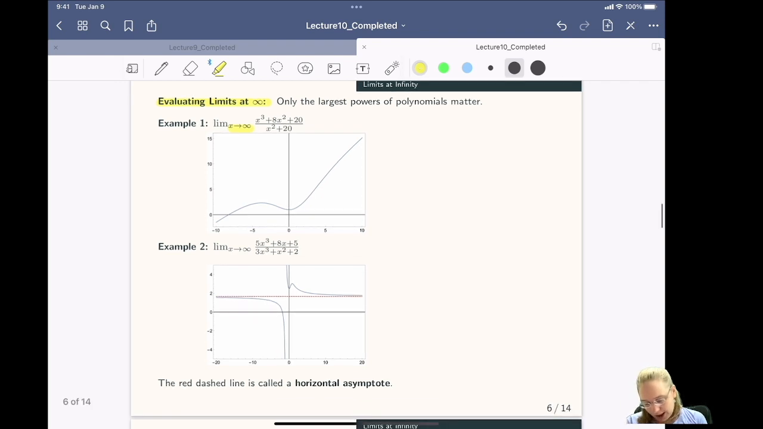Okay, so if we're taking the limit as we go to infinity, then we can cancel all but the largest terms, because the smaller, lower degree terms are going to essentially be inconsequential. So what are our largest degree terms here? We have an x cubed. Everything else is inconsequential, so everything else drops out. And this just becomes x cubed. So this is the same thing as taking the limit as x goes to infinity of x cubed.